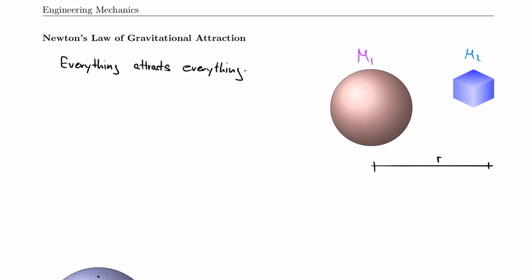I don't expect you to memorize this just because I say it, but please understand that the attraction between the two masses depends on the amount of mass, and the more massive they are, the more attracted they are to each other. And they are also inversely proportional to the distance. The further away they are from each other, the less attracted they are.